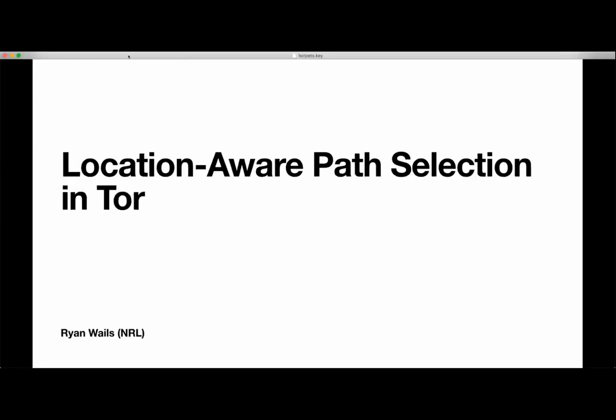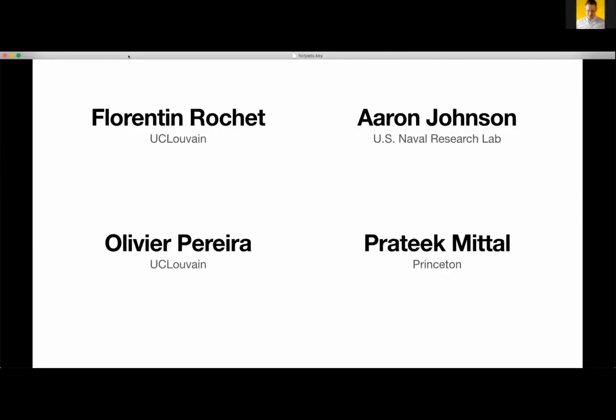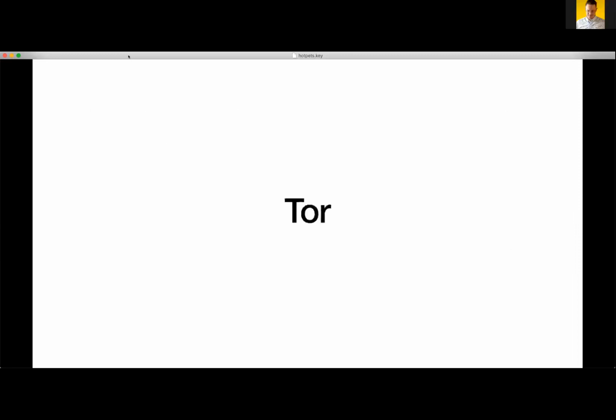I'm going to talk about location-aware path selection in Tor today, which is joint work with my friends and colleagues Florentine Rocher and Olivier Pereira at UC Louvain, Aaron Johnson, our great PETS chair at the Naval Research Lab, and Pratik Mittal at Princeton. So let's start with Tor, which is kind of the central part of this talk.